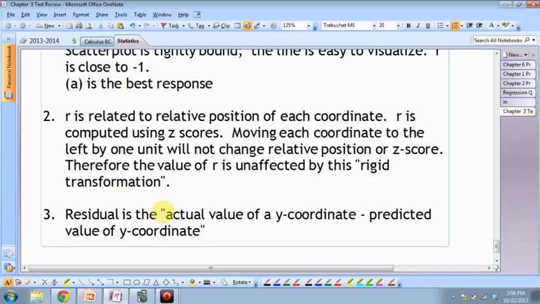Sorry to go back to number 2, but how would it change if the y was moved up or down? Should it be the same thing? Same thing, yeah. You're not changing the relative position. You're just sliding the whole thing up.